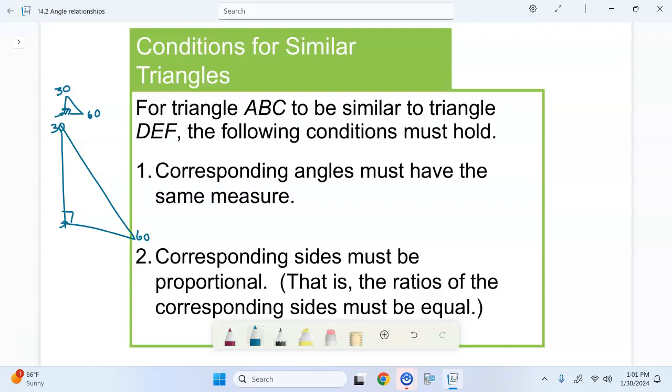And this is important for the follow-up, where corresponding sides must be proportional. So the ratio of the side lengths has to be proportional all the way through. So if I have side length A and side length A, the ratio of those sides has to be equivalent to the ratio of all of the corresponding sides. Those ratios have to be the same. We'll have a proportional relationship. We'll use that information to solve various triangles.